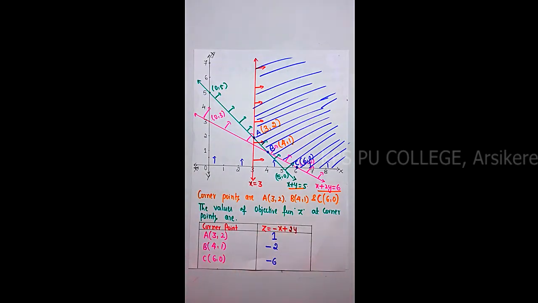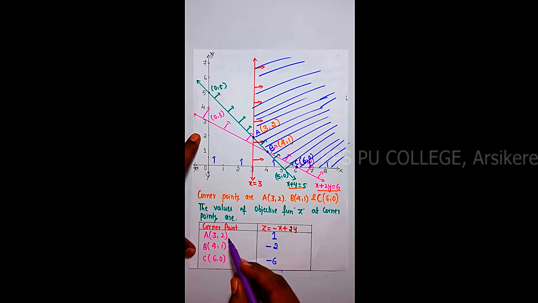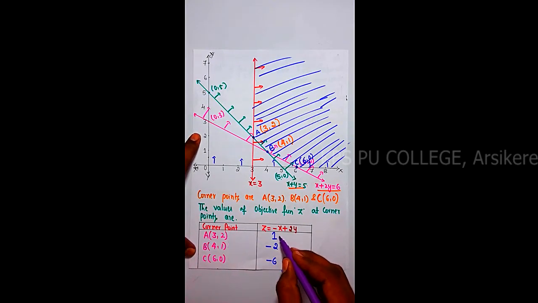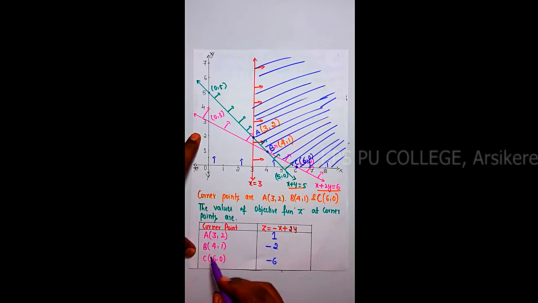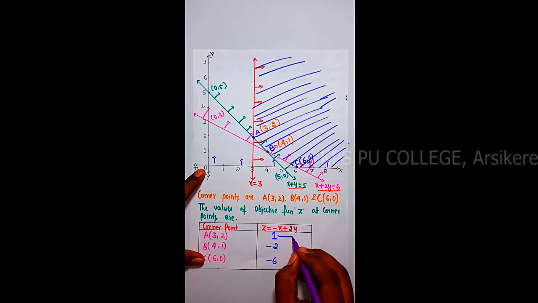Next we need to find the value of the objective function at the corner points. What are the corner points here? 3,2, 4,1 and 6,0. First point 3,2, the corresponding value of the objective function is 1, second point 4,1, the value here is -2, third point 6,0 and the value here is -6. So among these values, which is the largest value? 1 is the largest value, so this becomes the maximum value.